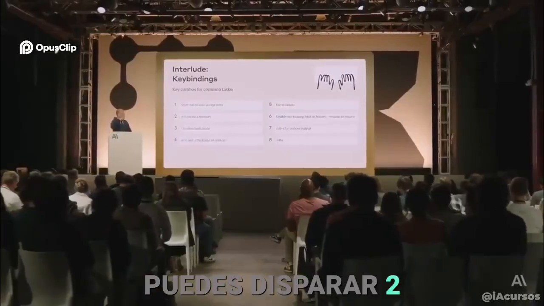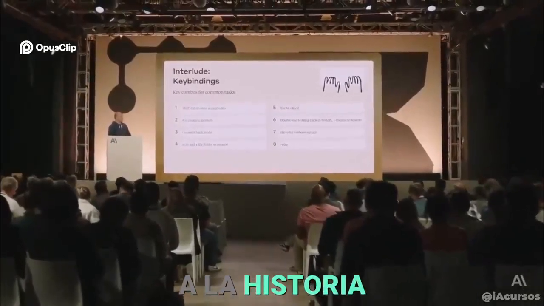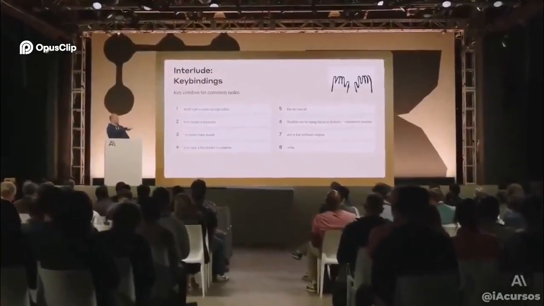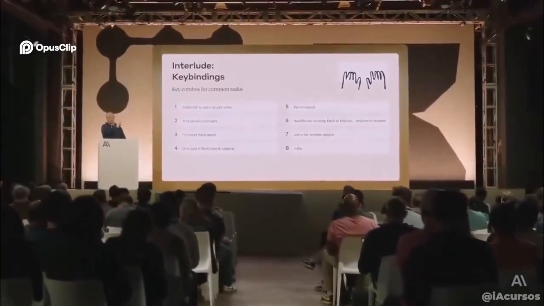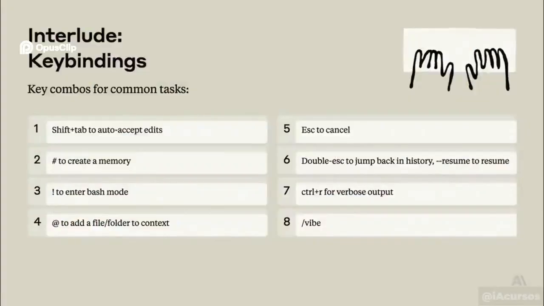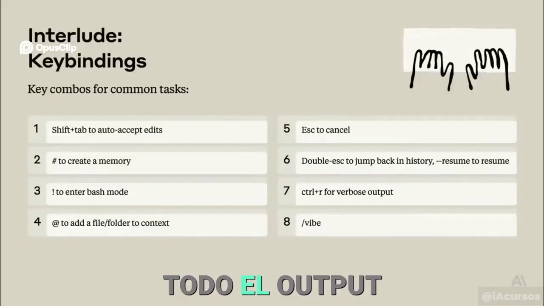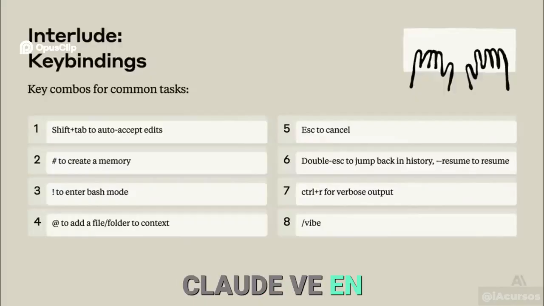You can hit escape twice to jump back in history. And then after you're done with the session, you can start Claude with --resume to resume that session if you want, or --continue. And then anytime if you want to see more output, hit Control R. And that'll show you the entire output, the same thing that Claude sees in its context window.